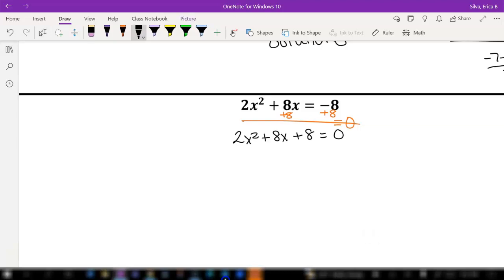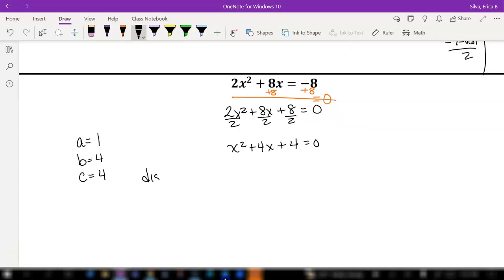Now to make our lives easier, we can always check for the greatest common factor, and it does have a greatest common factor of 2. Let's go ahead and divide everything by 2. And so we have x squared plus 4x plus 4. Let's identify our A, our B, and our C. We've got 1, 4, and 4.